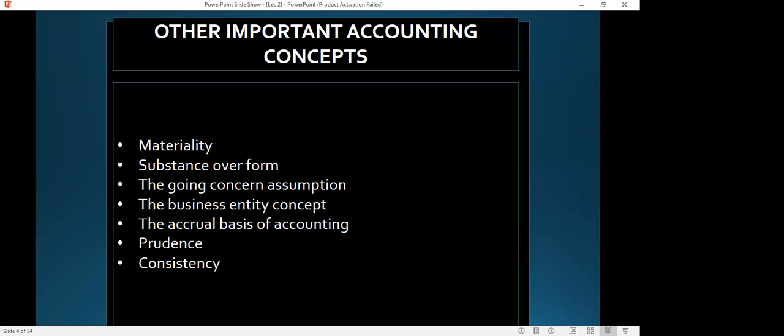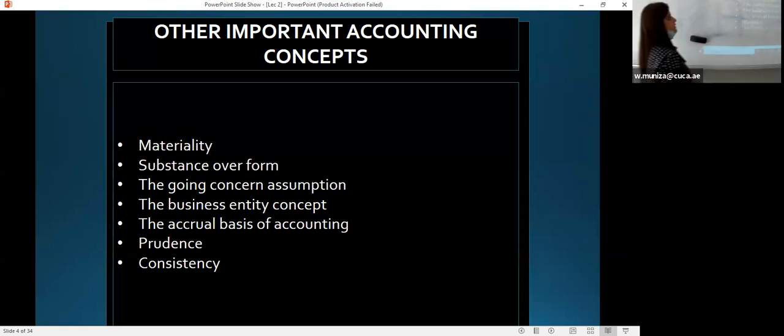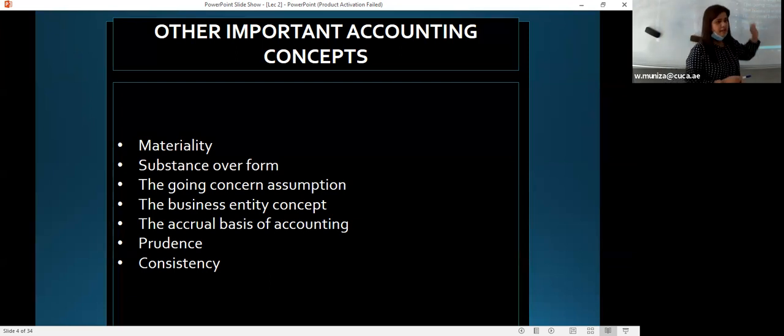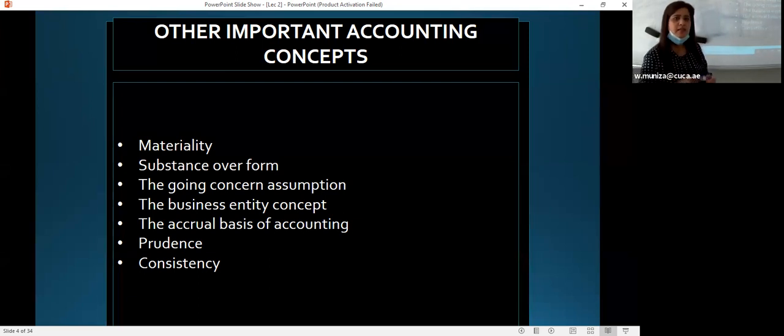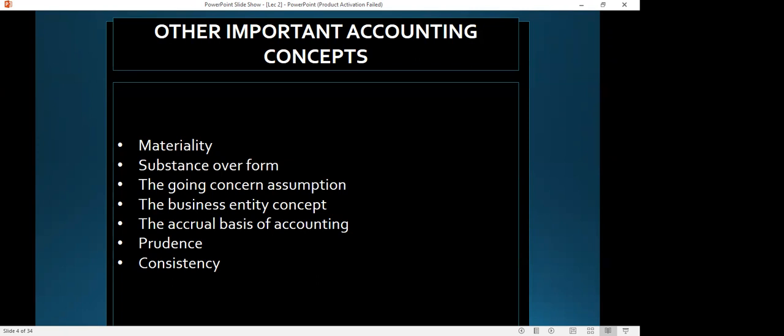Ma'am, can you tell me about the going concern assumption? Yes. Going concern assumption tells us that whenever we are passing the accounting transactions, we have to assume that business will be running for the foreseeable future. We will be assuming that our business will be running for more than 12 months. It is not going to collapse within 12 months. This is going concern assumption. Got it? Yes, ma'am. Great.